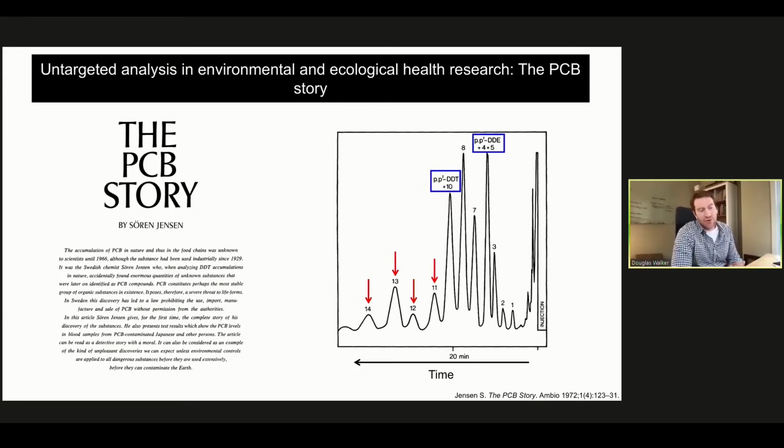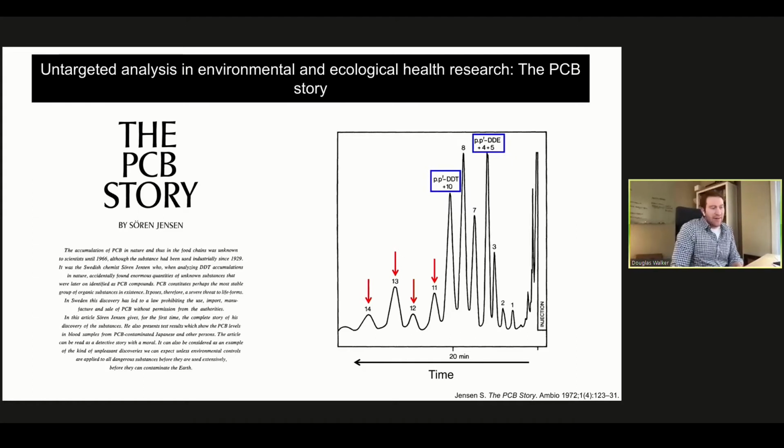This was an electron capture device. So, there was some suspicion that these were chlorinated compounds, but he couldn't unambiguously identify what these were. These were truly unknown. These were unknowns in the truest sense.